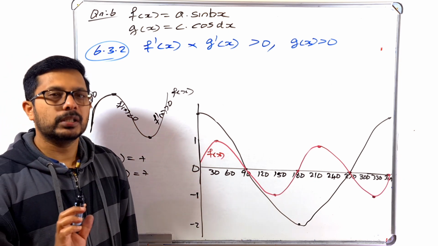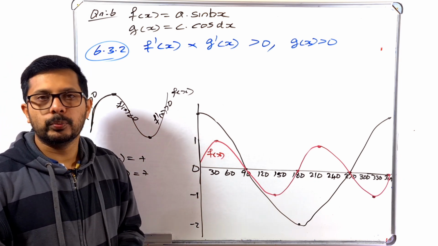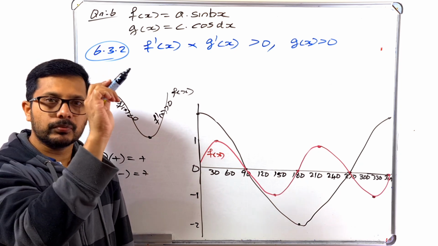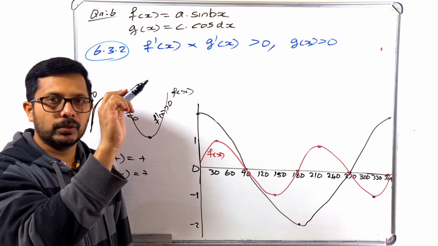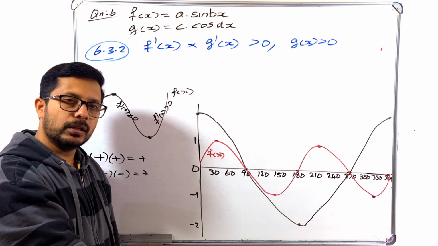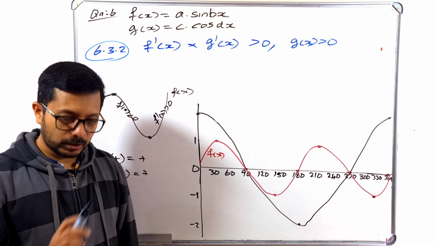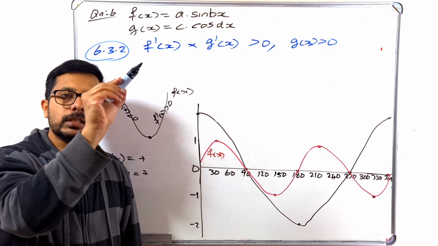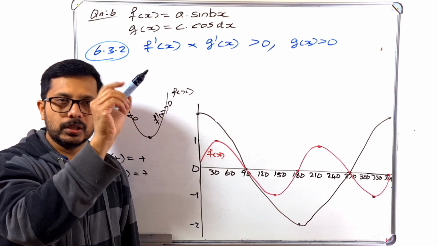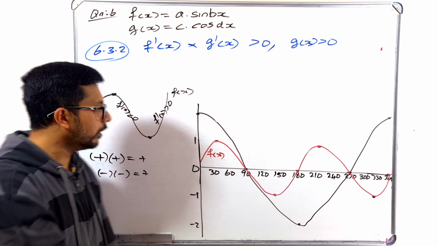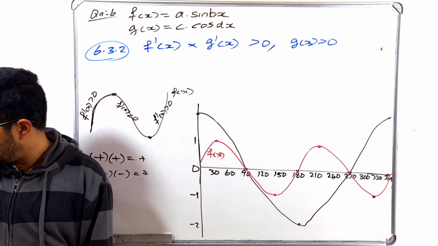When a graph is, doesn't matter whether it's a quadratic or a cubic or whatever graph, when a graph is increasing, the first derivative is positive. When a graph is decreasing, the first derivative is negative. Once more, when a graph is increasing, first derivative is positive. When a graph is decreasing, first derivative is negative. So now come back to our question.